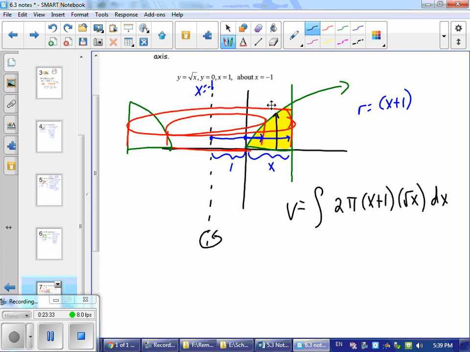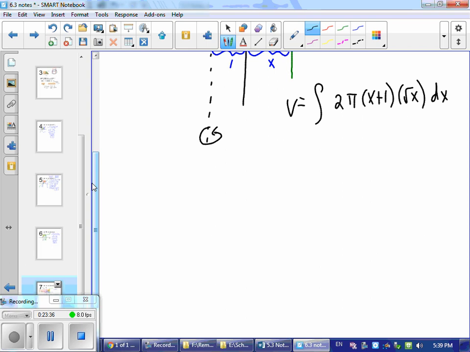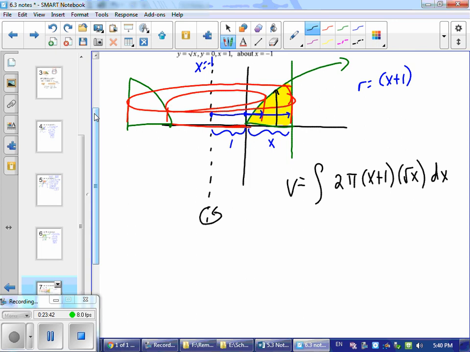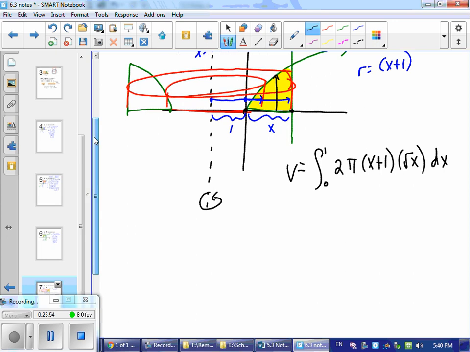Okay, so let's go ahead and finish this one off now that we've got that part. Oh, we need to figure out where it's going from first, don't we? So it looks like this one's going to start at 0 and go out to 1. That seems actually pretty straightforward. Starts at 0, goes out to 1. We're good there. Zeros and ones are wonderful to deal with in integrals, by the way.